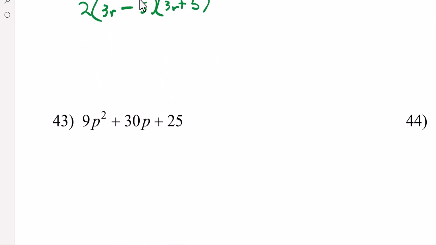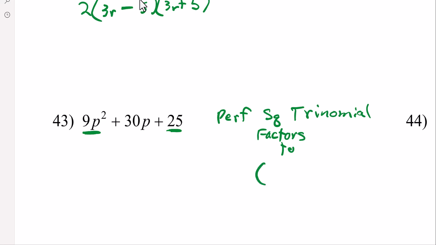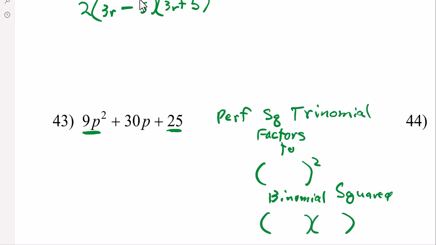Now we have something different. This is a perfect square. This is a perfect square. This special relationship is called a perfect square trinomial, and it factors to a binomial squared. Meaning something squared means what goes in the parentheses, these two things are the same. And because they're the same, you can just write them as squared.